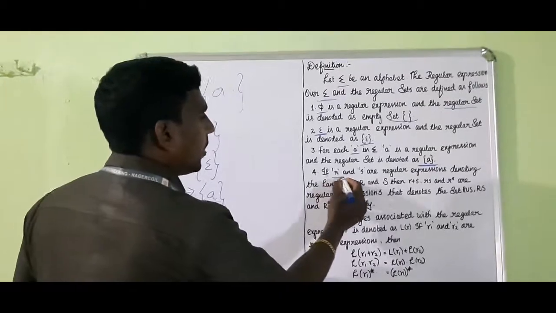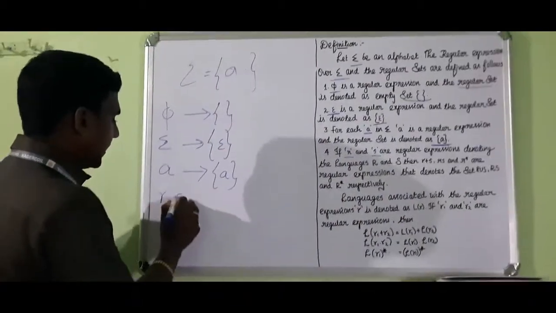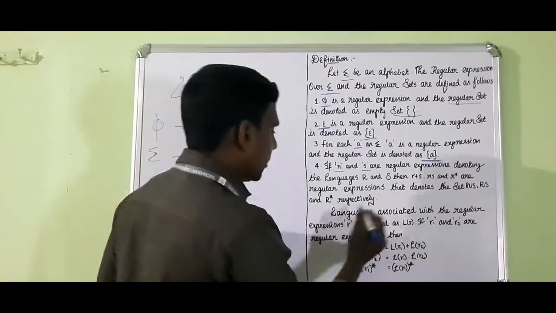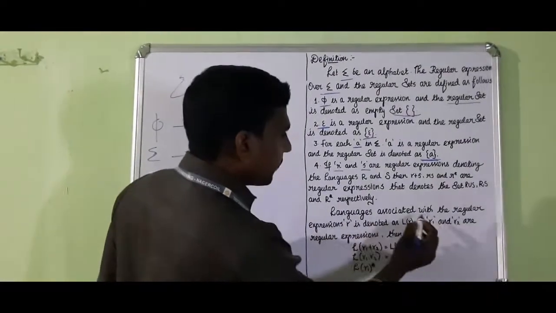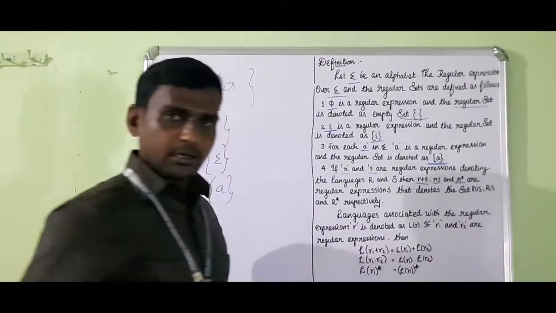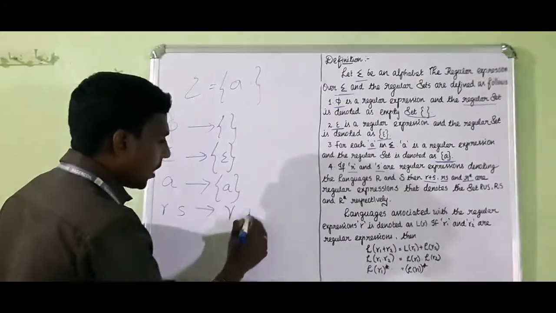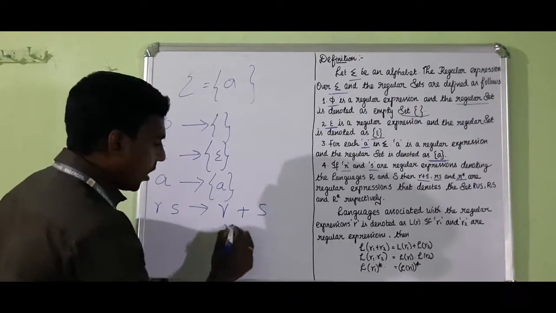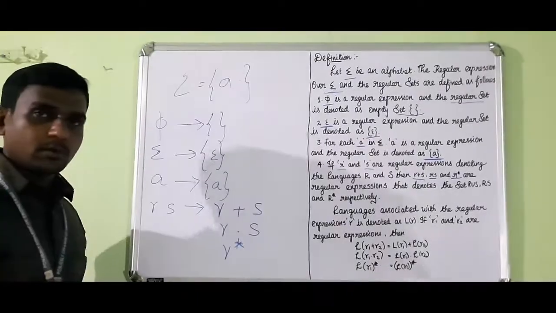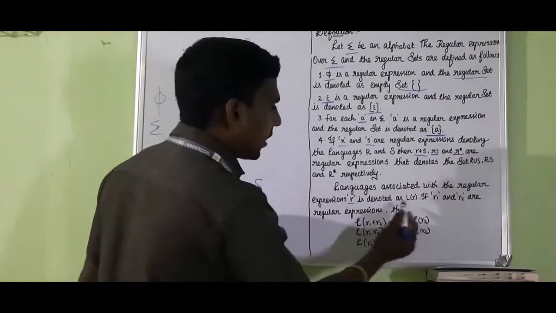If R and S are regular expressions, that is, if there are two sets of regular expressions, then we can represent the regular set as R plus S, R into S, and R star. Very important. If you have two sets, I can represent R plus S, R into S, and R star. Okay, so the language associated with the expression R is L of R.